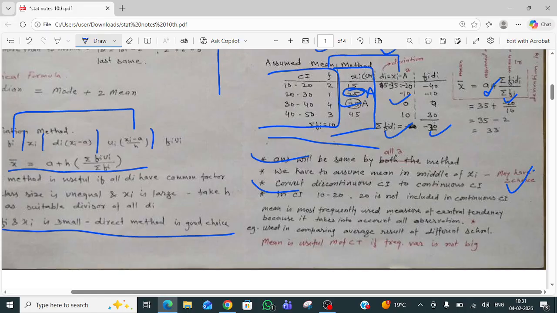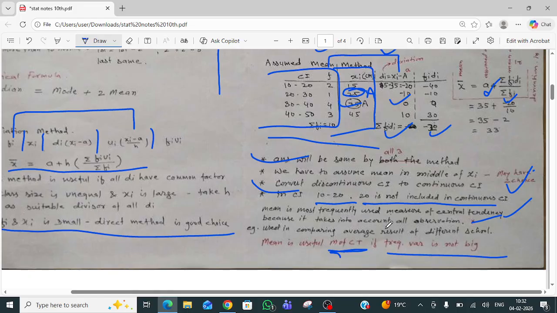In CI 10 to 20, 20 is not included in a continuous class interval. Now, mean is the most frequently used measure of central tendency because it takes into account all the observations. It is used in comparing average results of different schools. Mean is a useful measure of central tendency if frequency variation is not big.